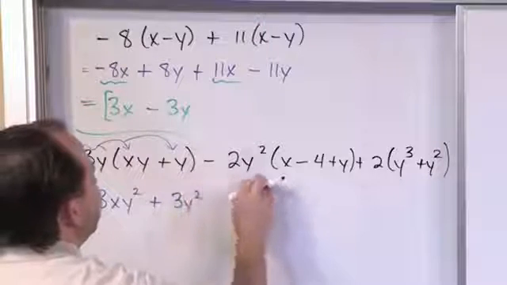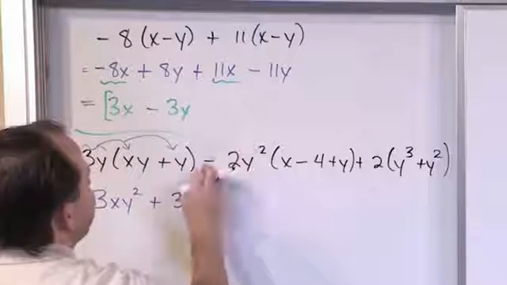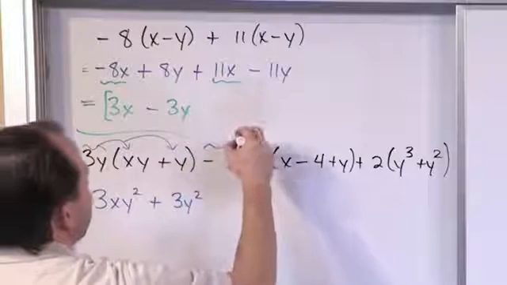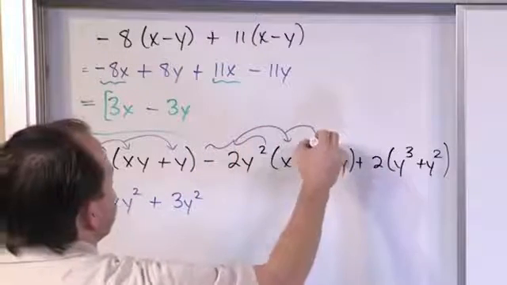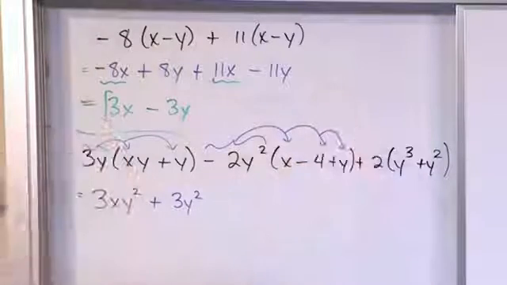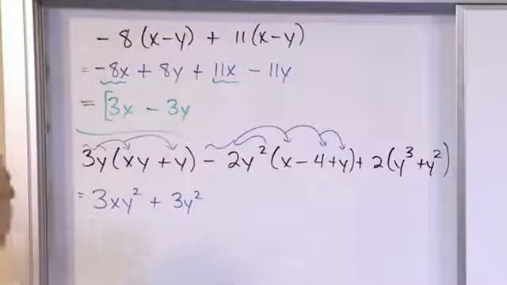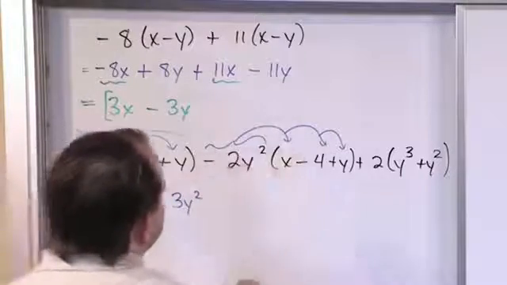Here I have a negative 2y. I have a negative, don't forget about the negative sign, negative 2y. The whole thing gets distributed into each of these three terms. You have to make sure and distribute the negative in with the actual 2y squared. So I have negative 2y squared that's going to apply in.